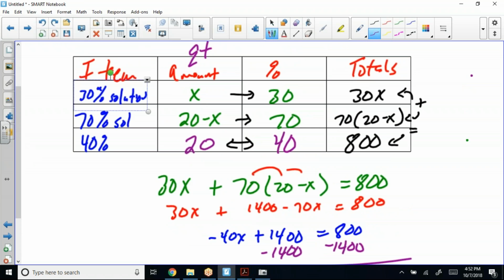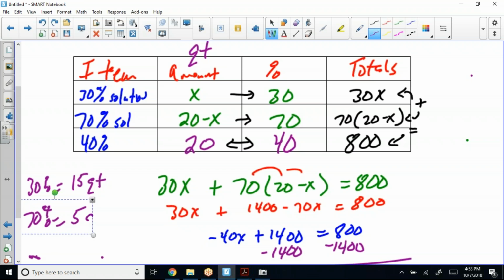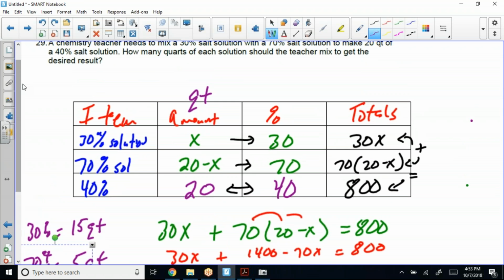So 15 quarts in the 30%, and then the 70% is 5 quarts, for a total of 20 quarts, right? So that's how I would do it with a table. And I think a table is pretty easy when you sit there and set it up.